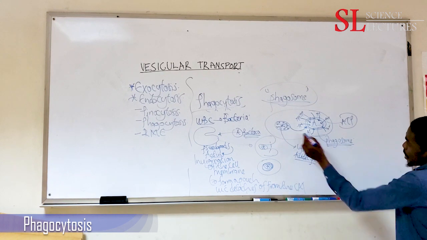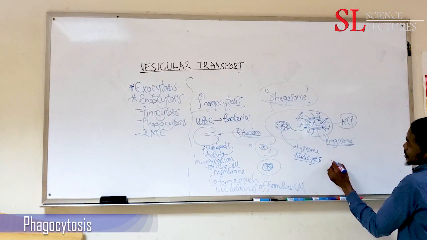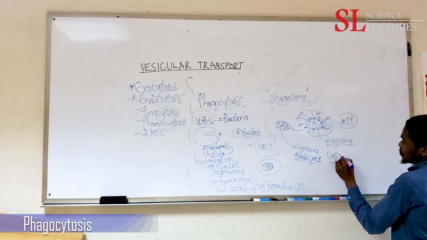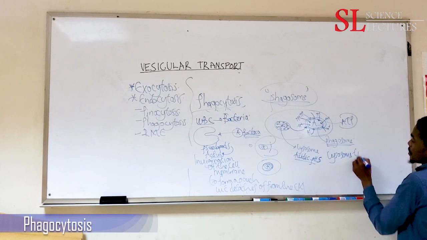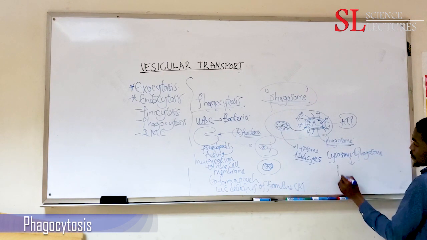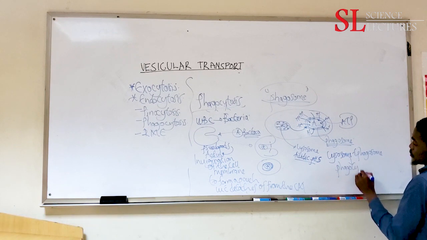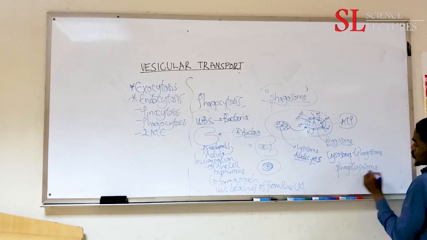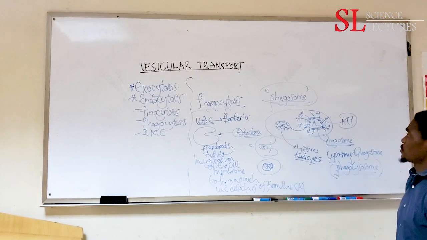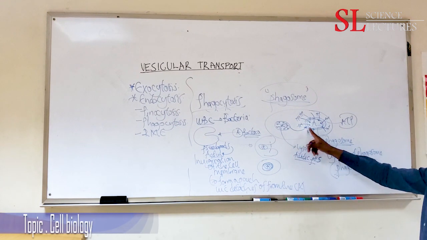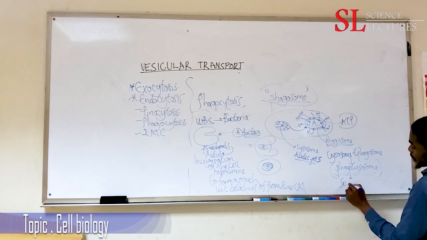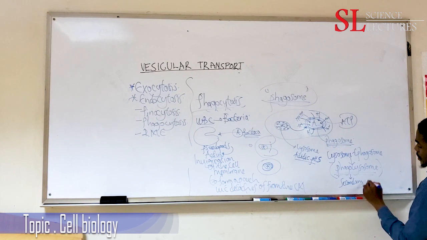The moment the two are together, the lysosome plus the phagosome, they form a phagolysosome. This phagolysosome formed is a combination of the phagosome and the lysosome. So the hydrolytic enzymes in the lysosome will break down the phagosome, and when they break it down, will form a secondary lysosome.